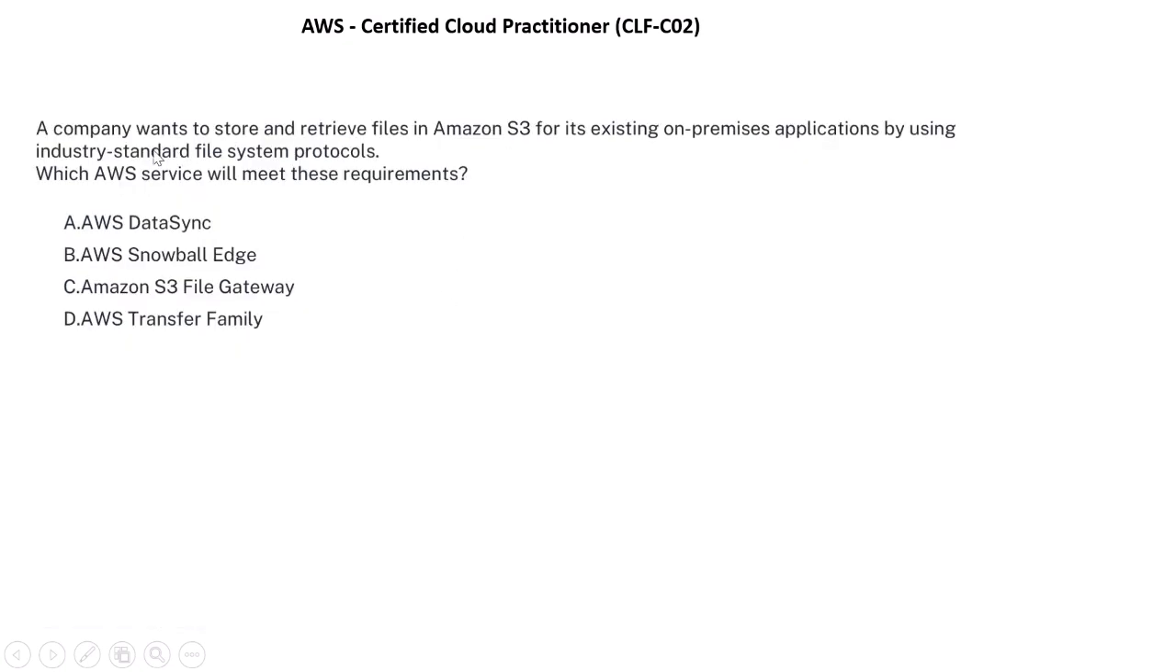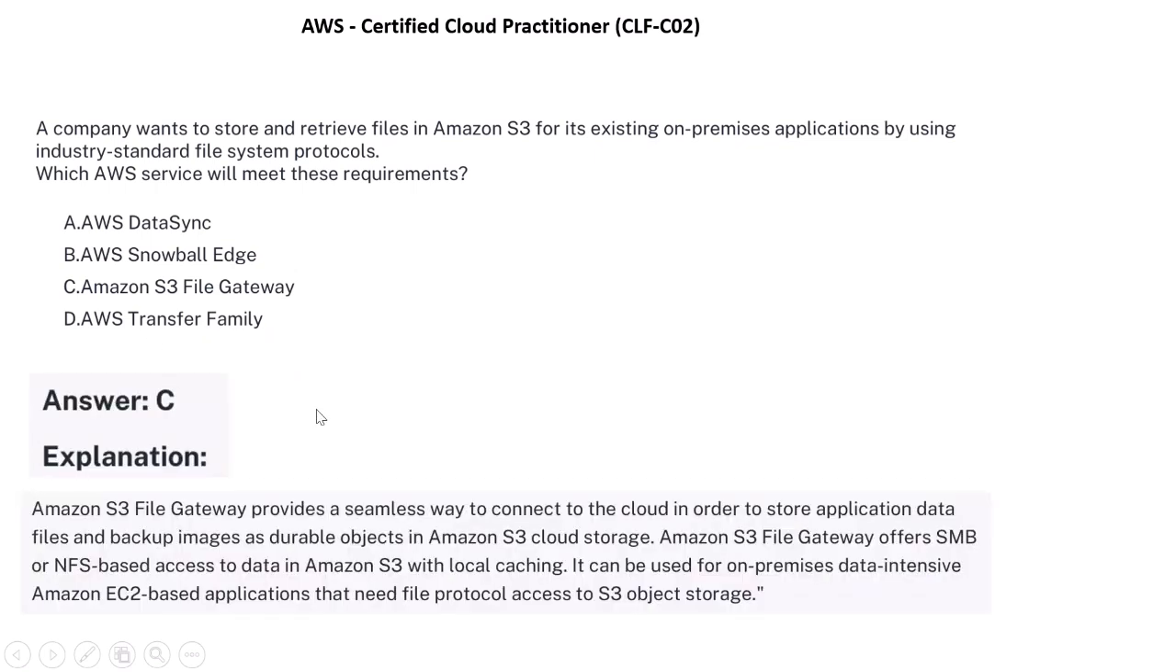Next question. A company wants to store and retrieve files in Amazon S3 for its existing on-premises applications by using industry standard file system protocols. Which AWS service will meet these requirements? Option A, AWS DataSync. Option B, AWS Snowball Edge. Option C, Amazon S3 File Gateway. Option D, AWS Transfer Family. The correct answer is option C, Amazon S3 File Gateway.